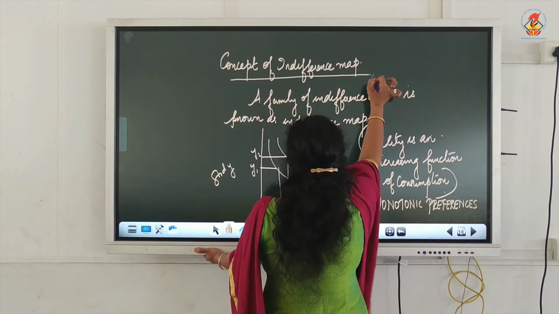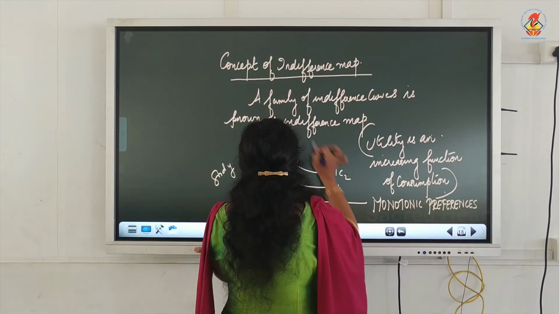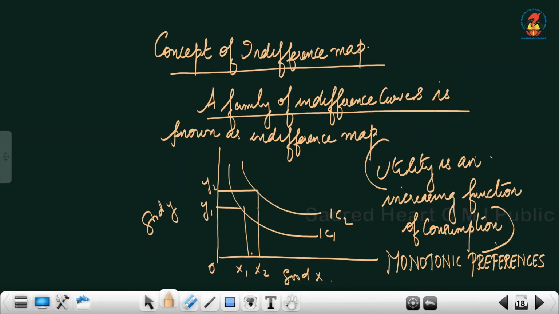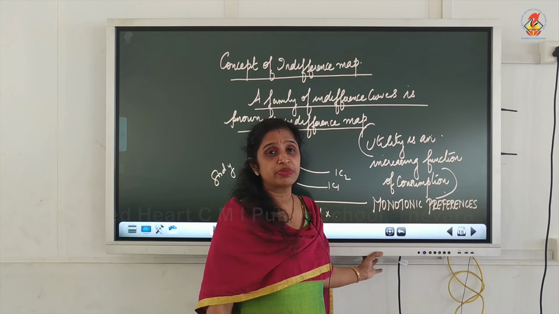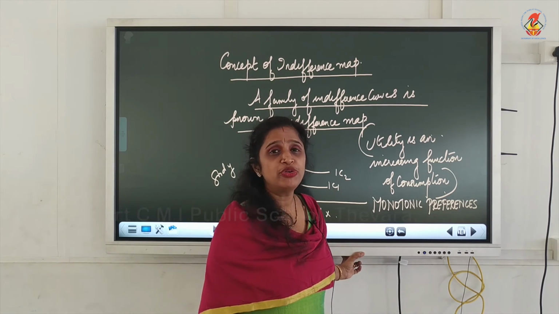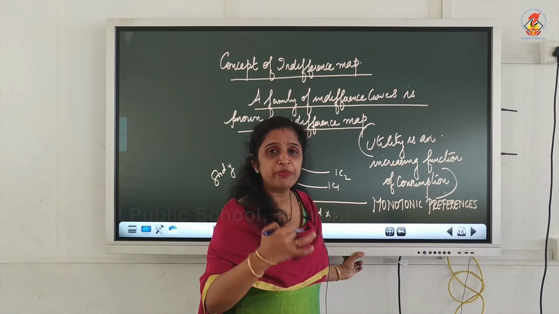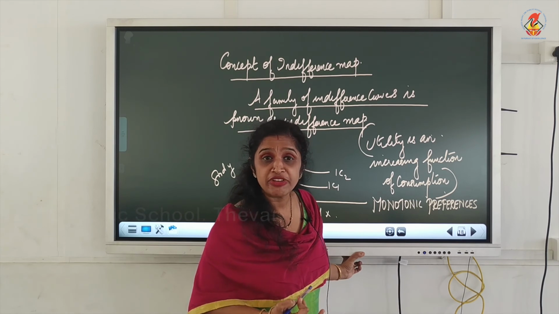Concept of indifference map. What is an indifference map? A family of indifference curves is known as an indifference map. So the next concept is the indifference map. If you draw indifference curves one by one, that is known as an indifference map.